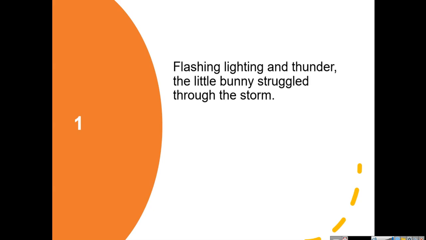I think it's the first part. Flashing lightning. Lightning and thunder. Okay, this one is correct because this is the modifier. Flashing lightning and thunder, so this is acting like an adjective. However, we have our noun: the little bunny struggled through the storm. So we're talking about the bunny. It is very unlikely that we're saying that the bunny flashed and lightning and thunder. So we probably need to fix the way we portray the subject.